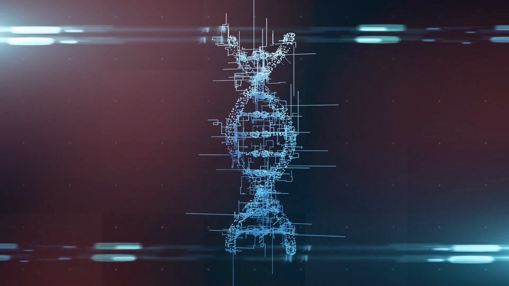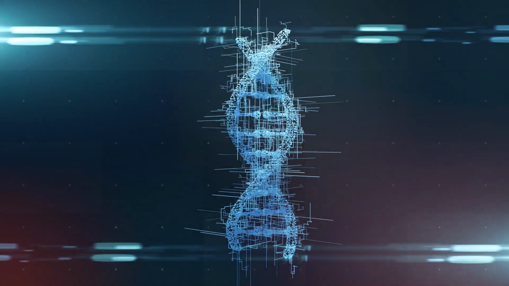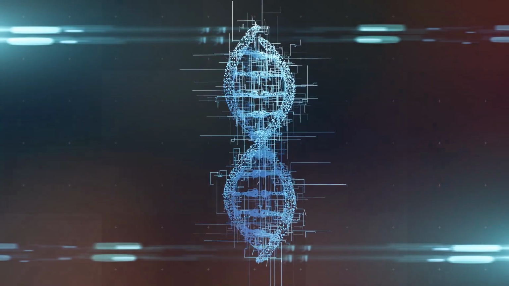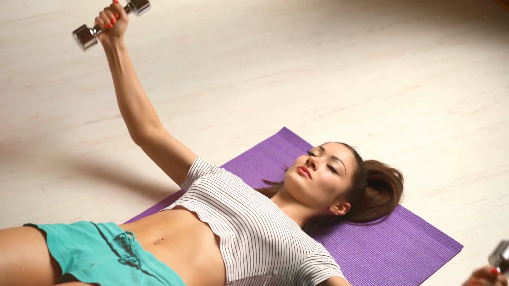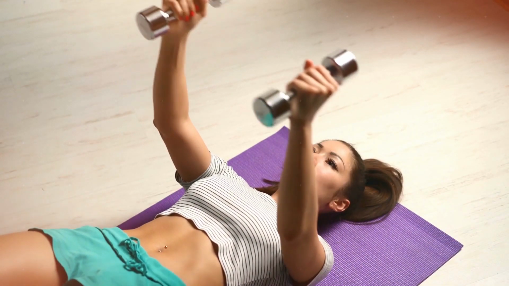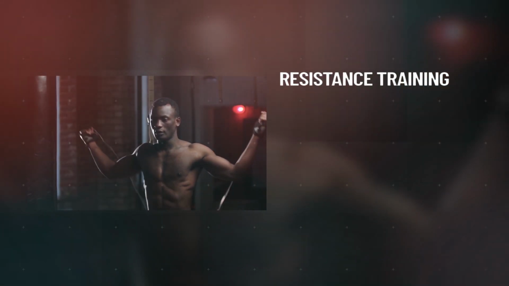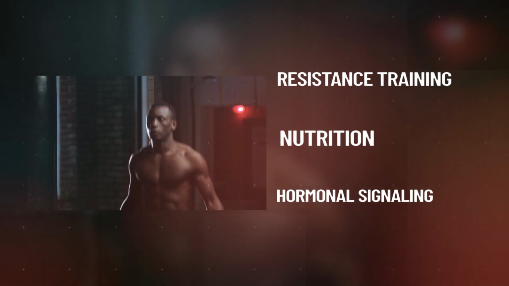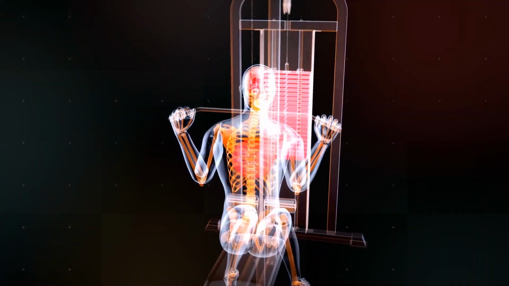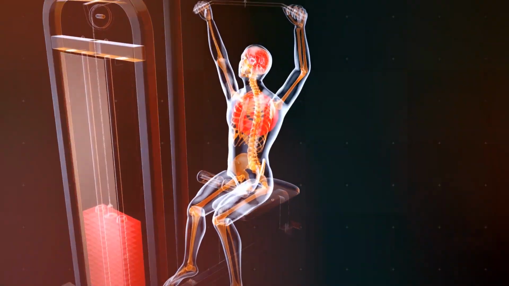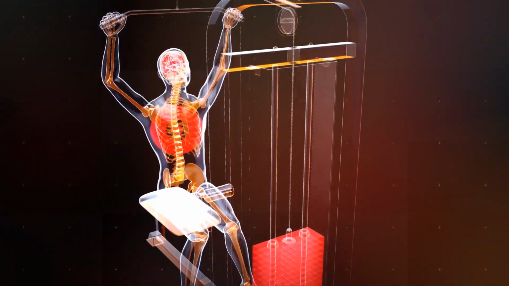Muscle hypertrophy is a complex process that involves the activation of satellite cells, the fusion of satellite cells with existing muscle fibers, and the activation of muscle protein synthesis. This process is dependent on various factors, including resistance training, nutrition, and hormonal signaling. By understanding the science behind muscle hypertrophy, individuals can optimize their training and achieve their goals more effectively.